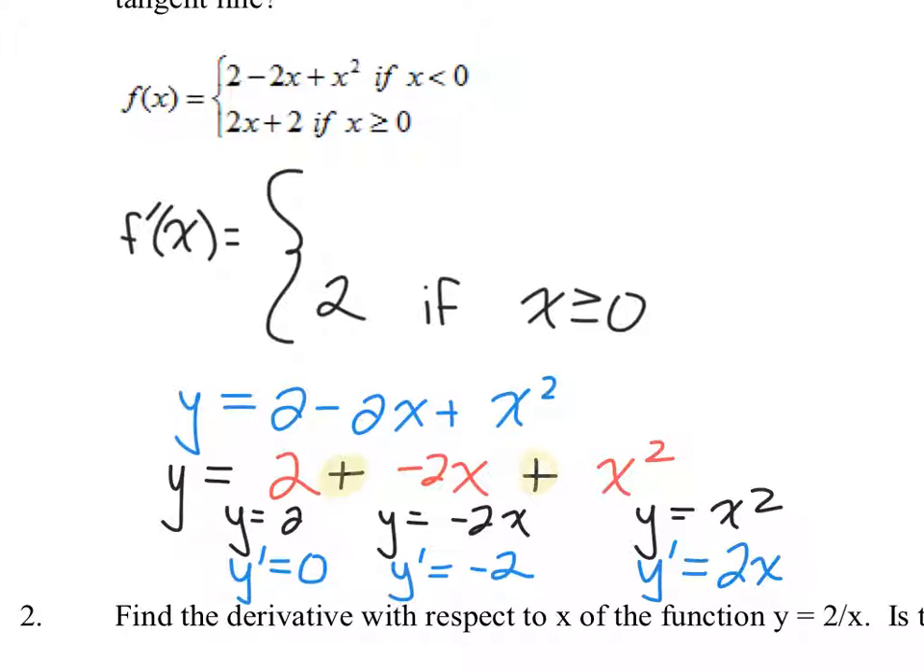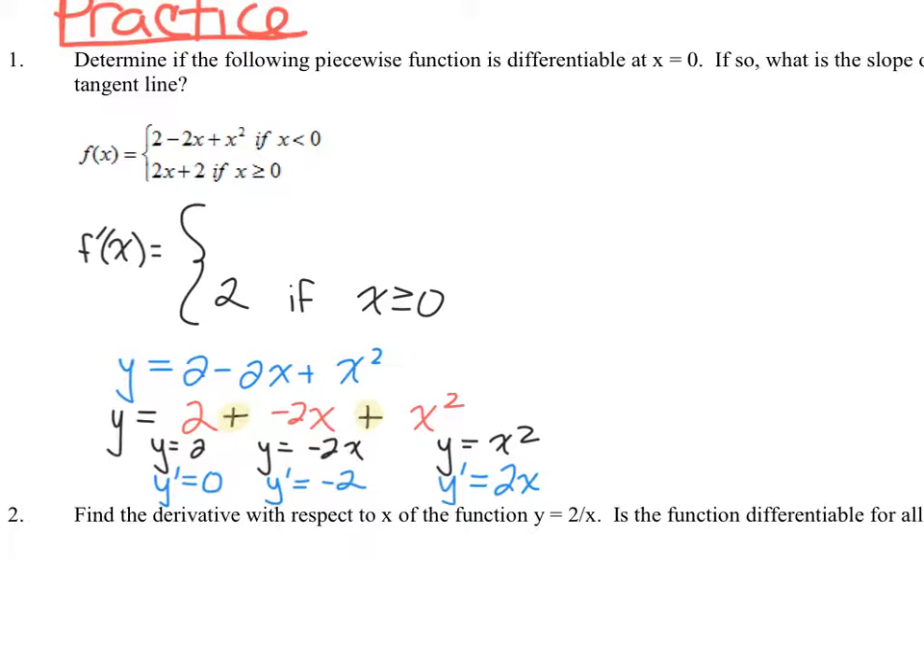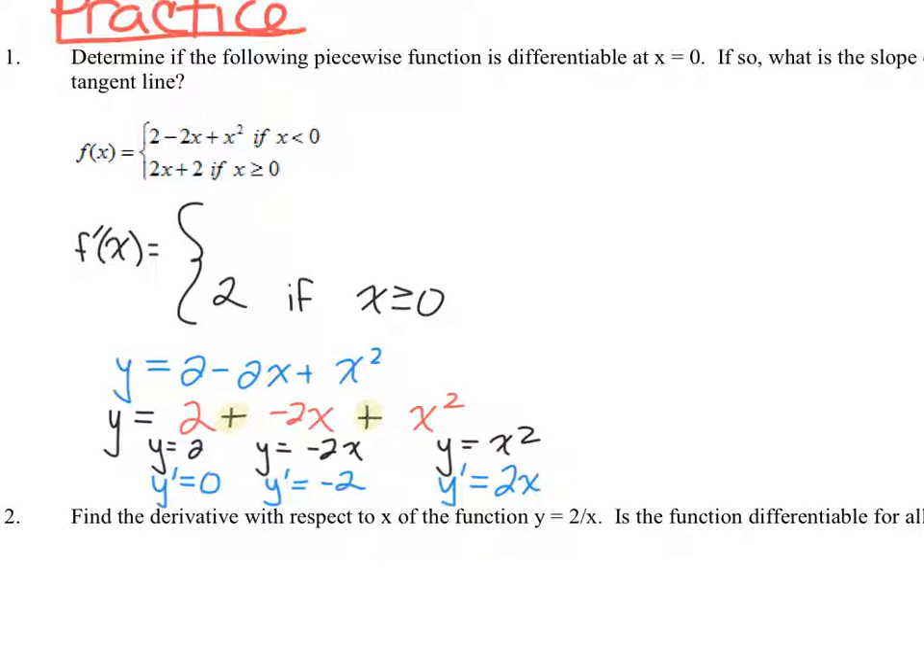I'm just trying to highlight those plus signs. Because really what we're doing is we're taking the result of this, the result of that, the result of that, and adding them together. All right, so my y prime, in this case, would be equal to 0 plus negative 2 plus 2x.